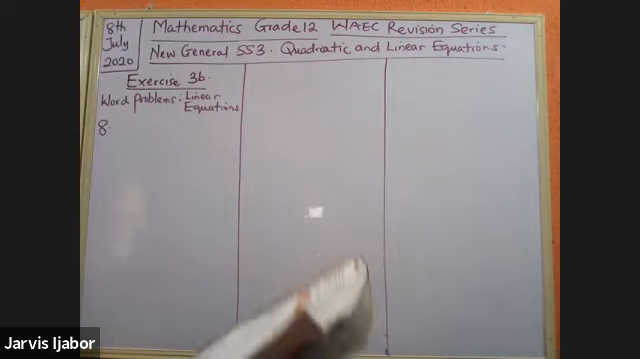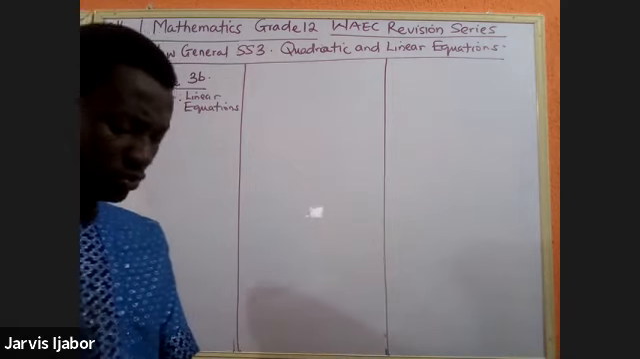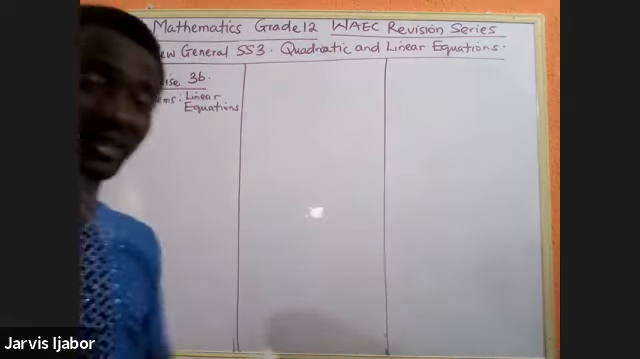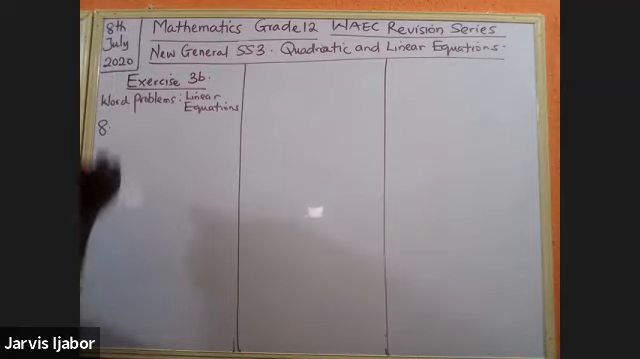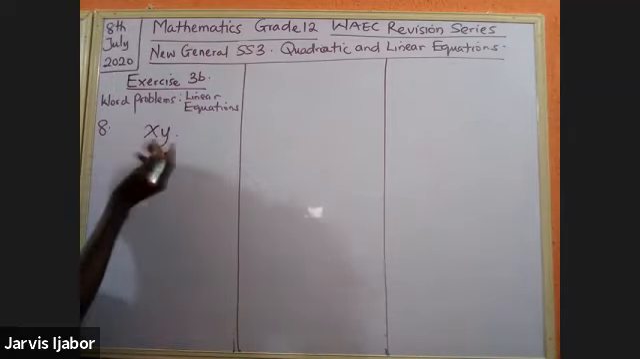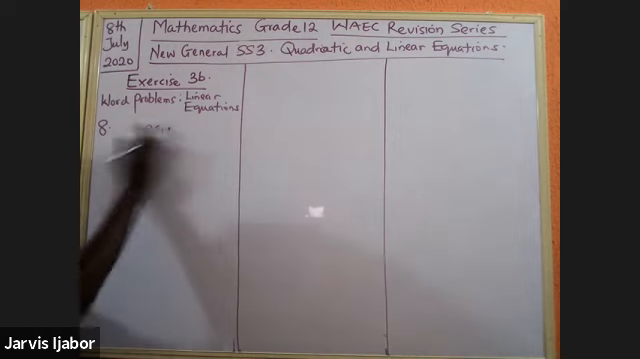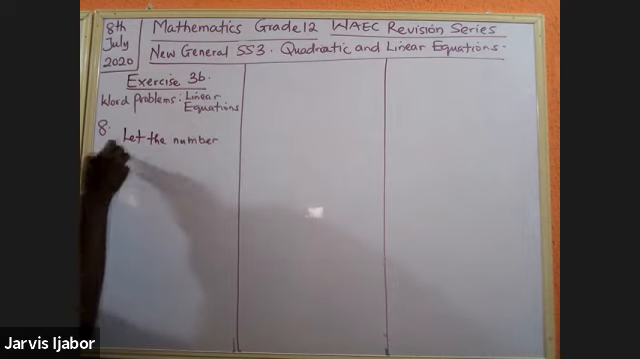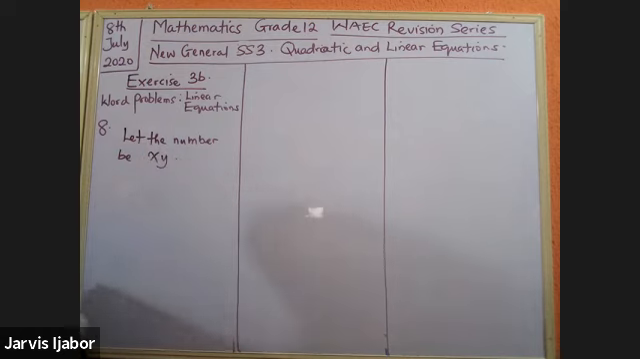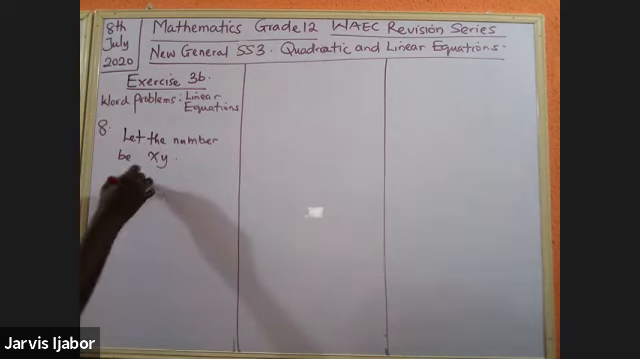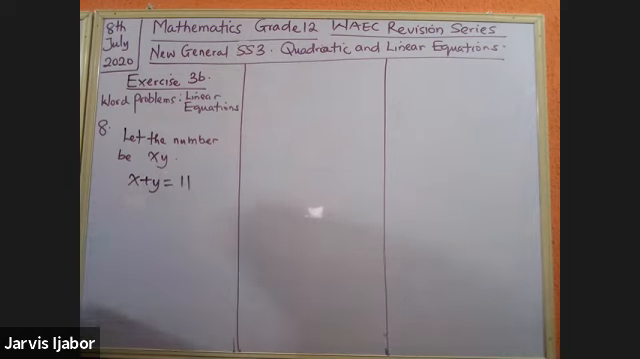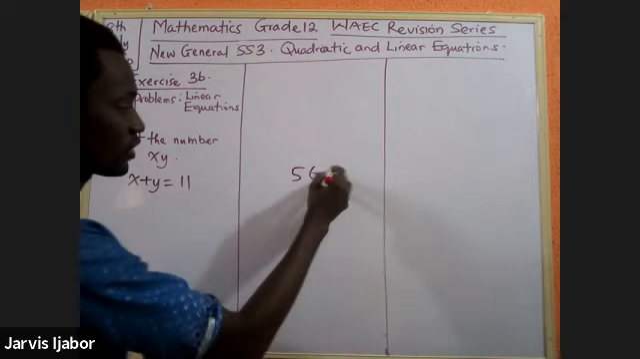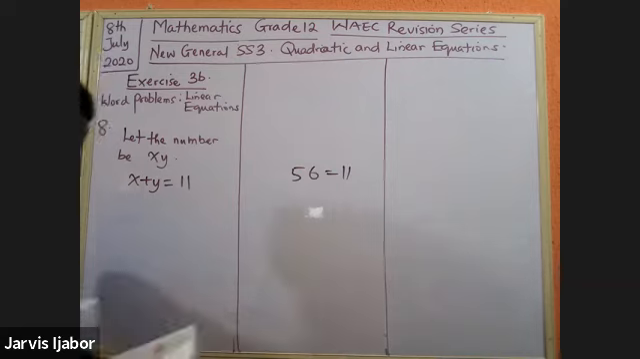Now, it says the sum of the digits of a 2-digit number is 11. So the first thing you need to do is imagine a number like this. You start by saying, let the number be xy, because it's a 2-digit number. So it means that x plus y will be equal to what? 11. If I say 56, for instance, 5 plus 6 will give me what? 11 if I add the digits. So that's what the first statement is saying.